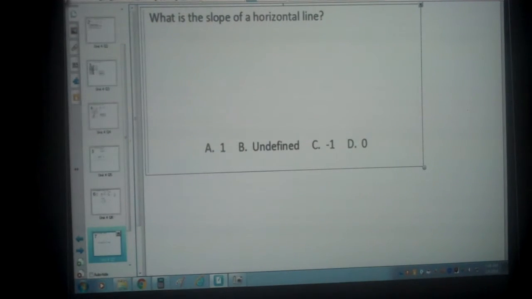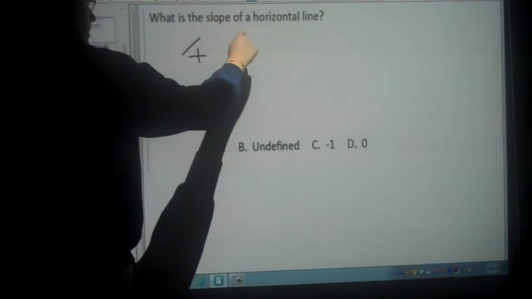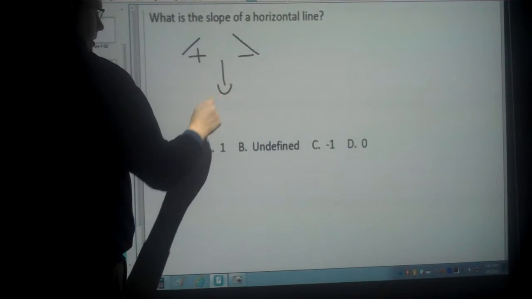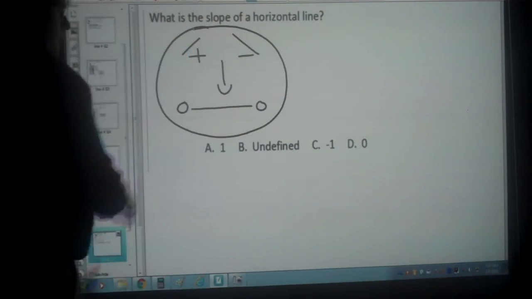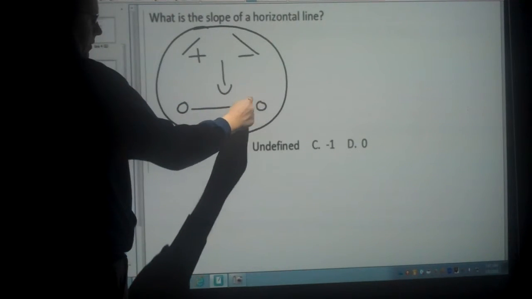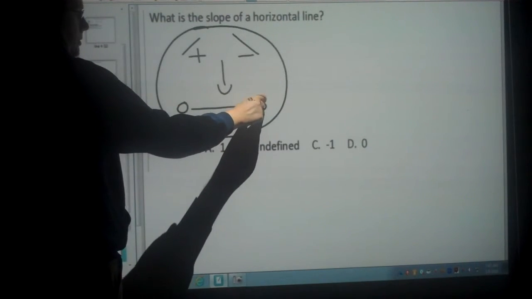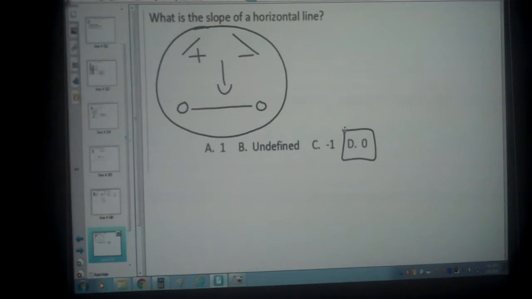Okay, question 7. Slope of a horizontal line. If we know Mr. Slope Guy, which is something that we looked at in this unit, then actually we can figure this one out pretty quickly. So the horizontal line is the one that goes across like this, and if we look at the end of his mouth we can see his dimples, which is 0. The answer for that question therefore would be 0.